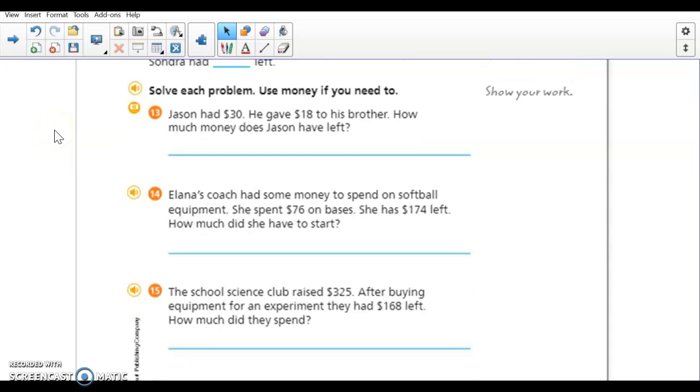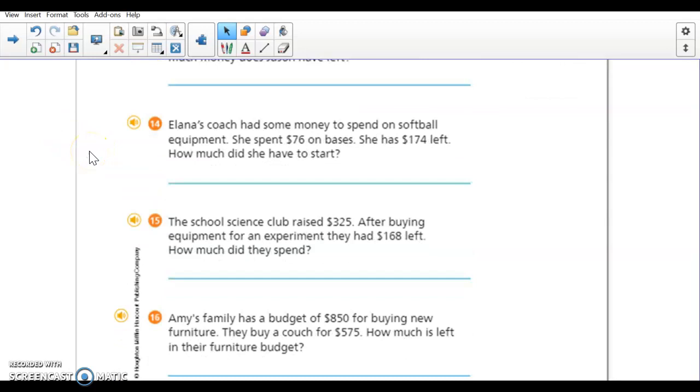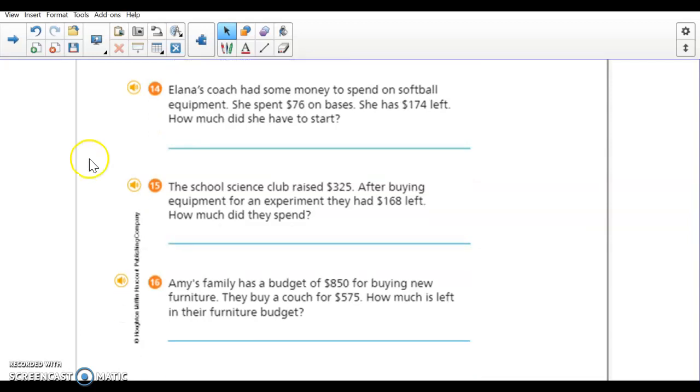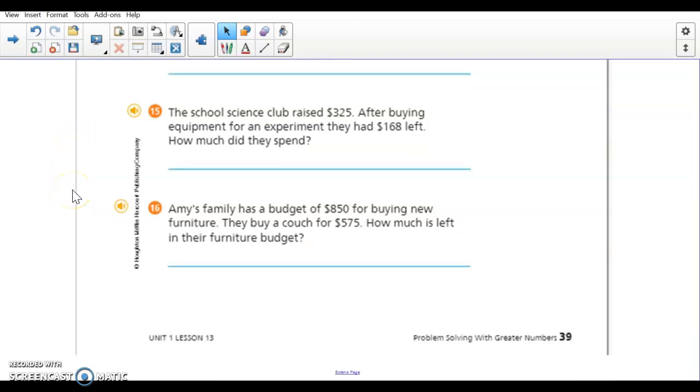It says Jason had $30. He gave $18 to his brother. How much money does Jason have left? Elena's coach had some money to spend on softball equipment. She spent $76 on bases. She has $174 left. How much did she have to start? Number 15, the school science club raised $325. After buying equipment for an experiment, they had $168 left. How much did they spend? Number 16, Amy's family has a budget of $850 for buying new furniture. They buy a couch for $575. How much is left in their furniture budget?